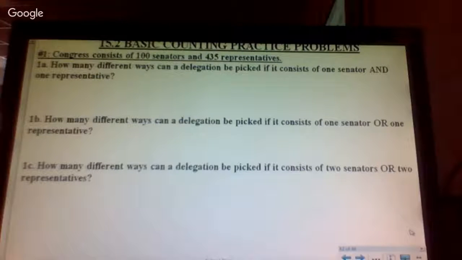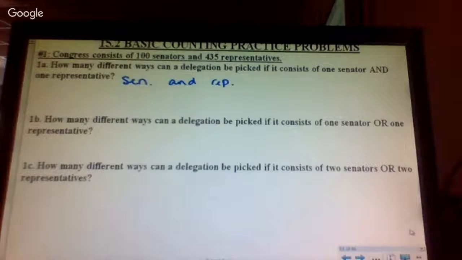With the top here. Congress consists of 100 senators and 435 representatives. Okay, this is a legit fact. How many different ways can a delegation be picked if it consists of one senator and one representative? So we need senator and representative. What does that look like in numbers?